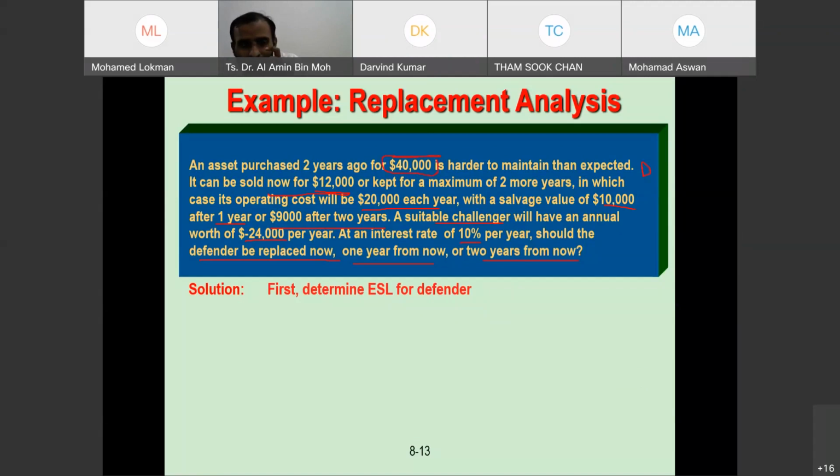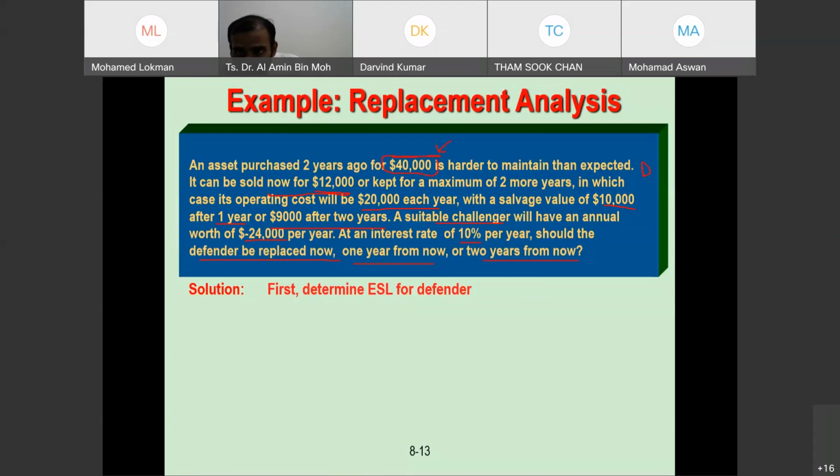Sorry, it's not clear. I couldn't catch your word. The 40,000 is the initial cost. What cost? Initial cost. So where do we use this 40,000? I don't use it. Not going to use it? Yes.